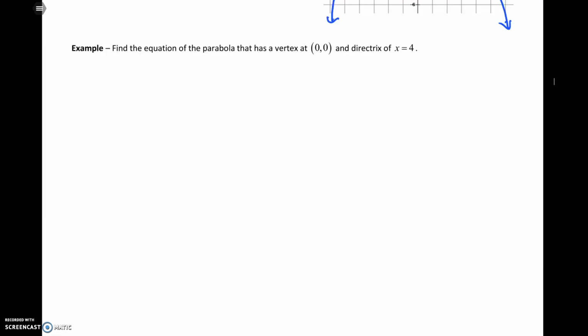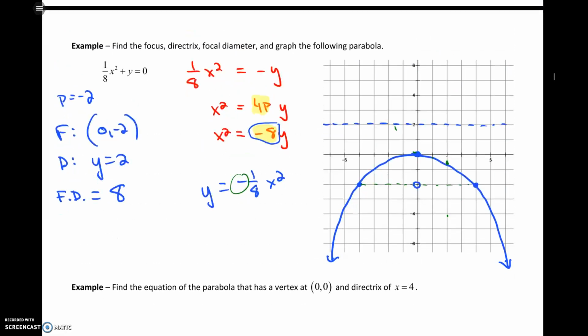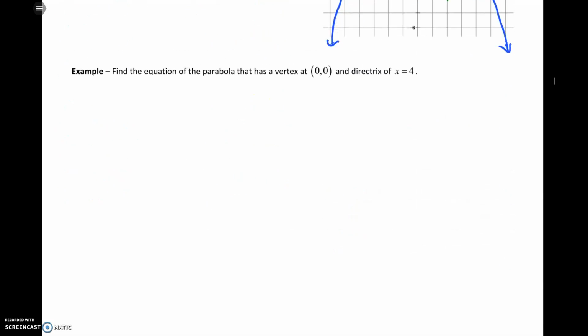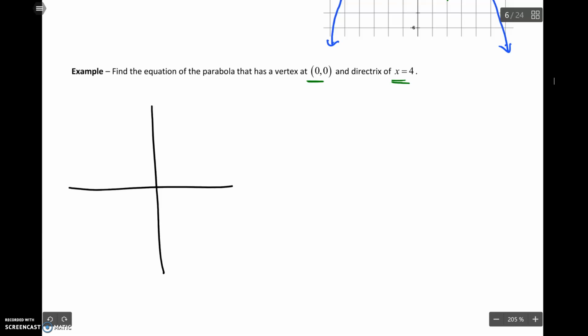All right, second type of problems. I call the first type problems given the equation, find the stuff and graph. The other way to do it is to be given the stuff and find the equation. Find the equation of the parabola. It has a vertex at 0 and a directrix at x equals 4. They don't tell us to graph it, so we don't have to graph it fancy, but we should at least try to get a visual to see what we've got going on here.